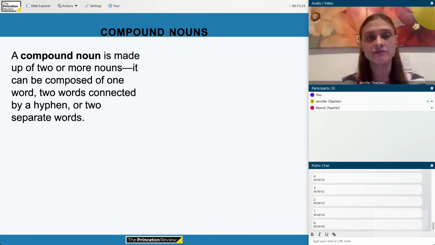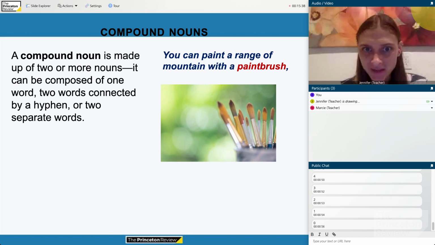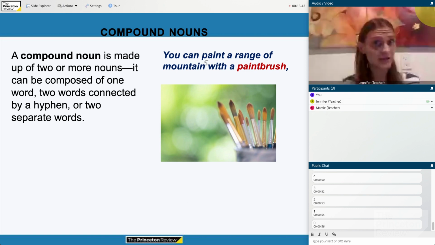So there's a lot of different variations, but it's basically several things put together to form one noun. Some examples here: you can paint a range of mountains, and there'd be an S there. Range is another example of a collective. It's like a chain of mountains, a synonym. But the paintbrush in this case is the compound noun because we've got paint and brush smushed together.